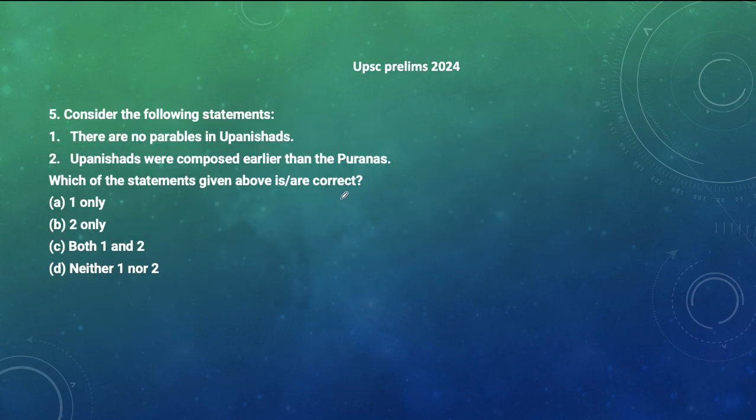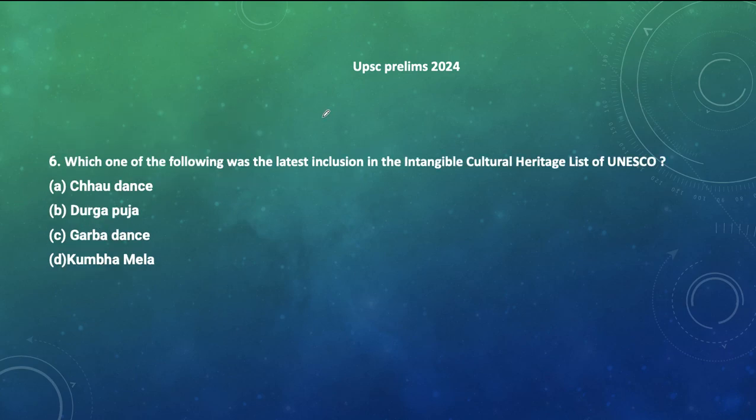Let's move to the fifth question. There are no parables in the Upanishads. Upanishads were composed earlier than the Puranas. Again, a literature-based question. Now the sixth question: which one of the following was the latest inclusion in the intangible cultural heritage? This is a recent trend change in the UPSC preliminary examination, students, because UPSC is trying to bring the current affairs segment into the art and culture segment. So this is also an evolution which is happening.